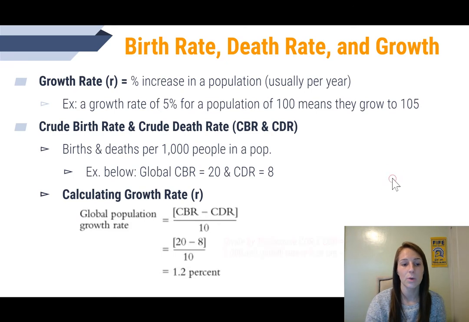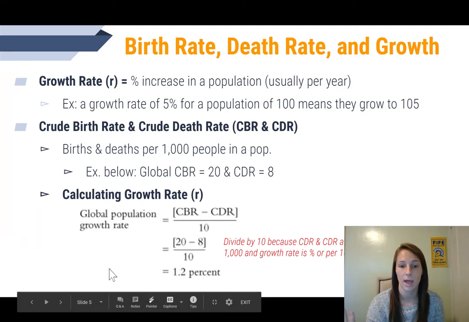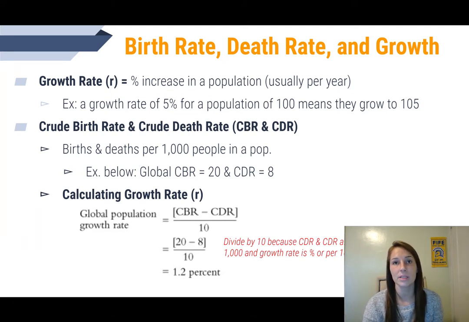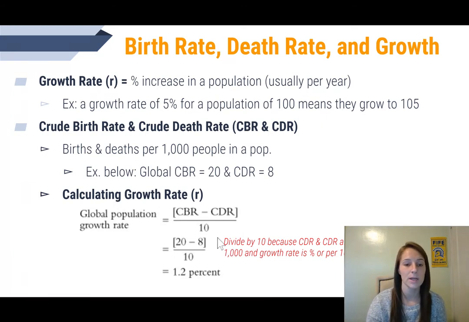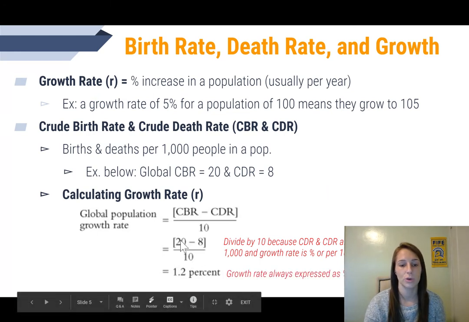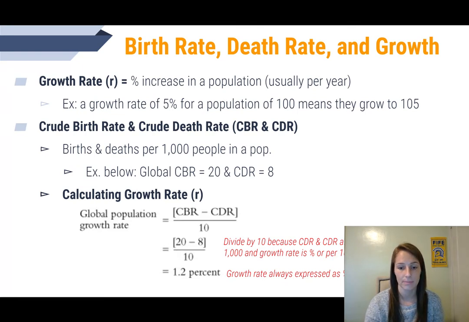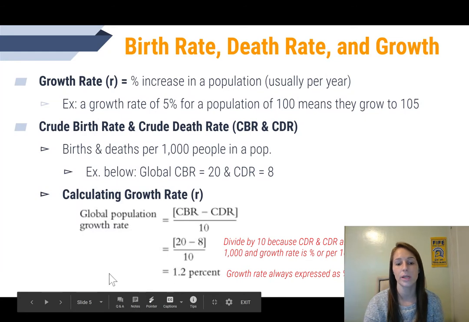Now, because we have births and deaths per 1,000, and that's how it is shown, it actually makes it pretty easy for us to get to a percentage. You just have to remember that we need to divide by 10, because if it's out of 1,000, to get it to out of 100, you divide by 10. So this equation is the crude birth rate minus the crude death rate divided by 10, because you want it to be in a percentage. And so we're going to do 20, which is the number we were given up here, minus 8 divided by 10, which is going to give us 1.2%.